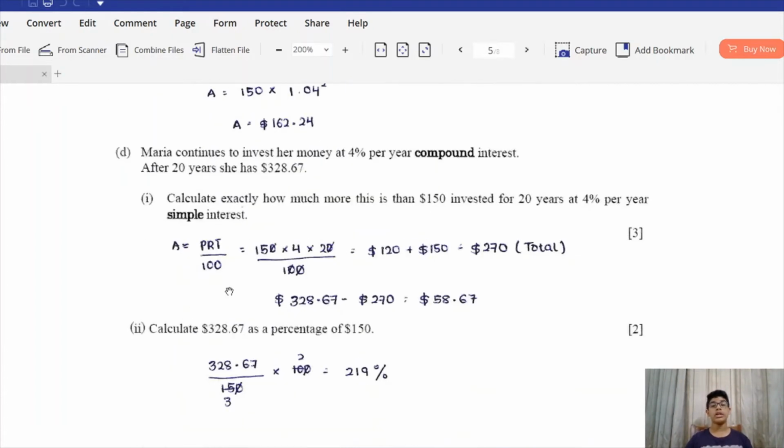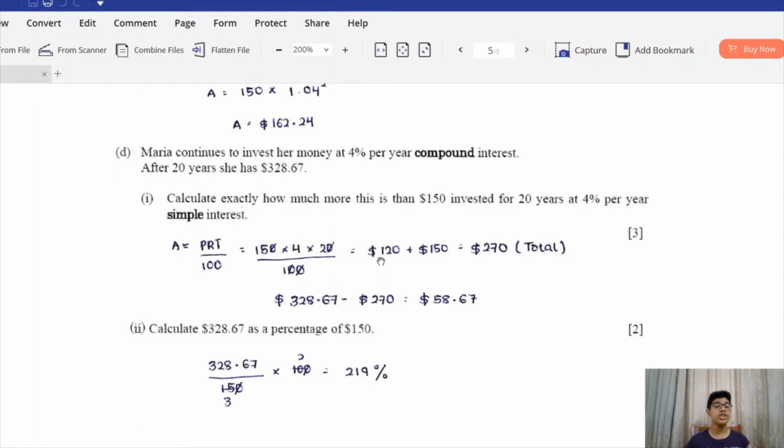Part D. Maria continues to invest her money at 4% per year compound interest, and after 20 years she has $328.67. Calculate exactly how much more this is than $150 invested for 20 years at 4% per year simple interest. So what we want to do is find the amount she receives if she would have used simple interest. We're going to put the simple interest formula, and then calculating that we get 120. Basically 150 times 4 times 20 over 100 is 120.